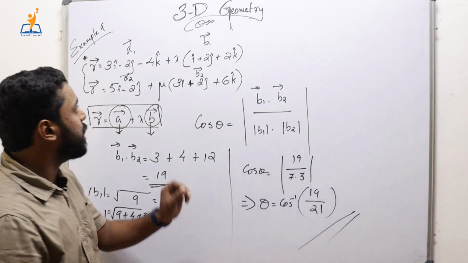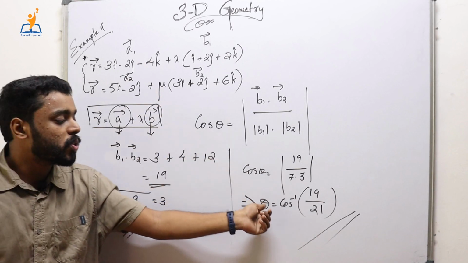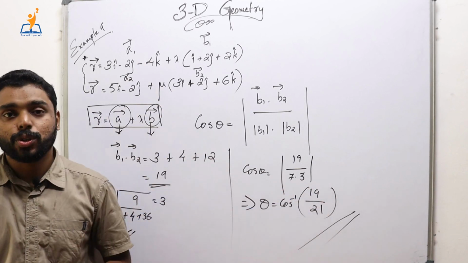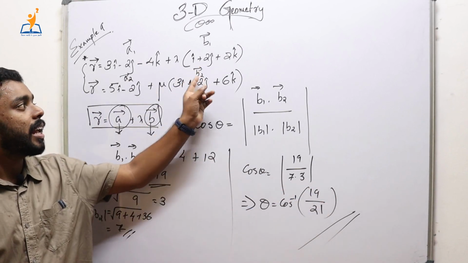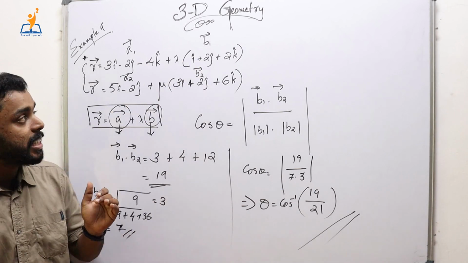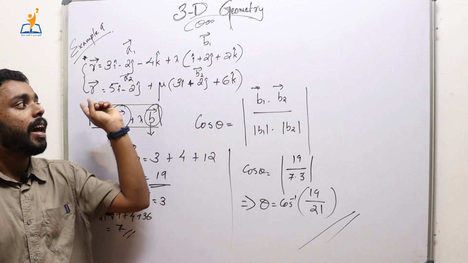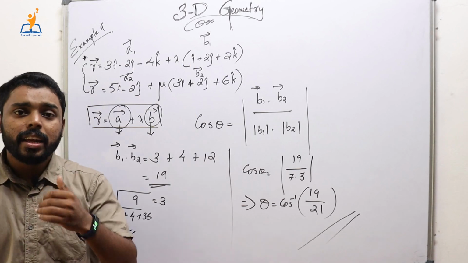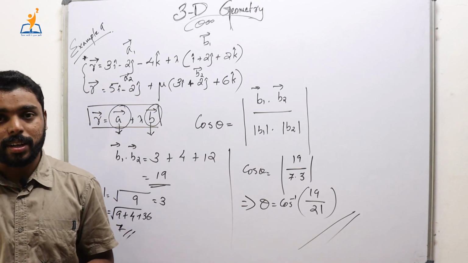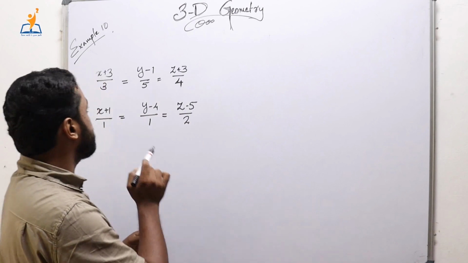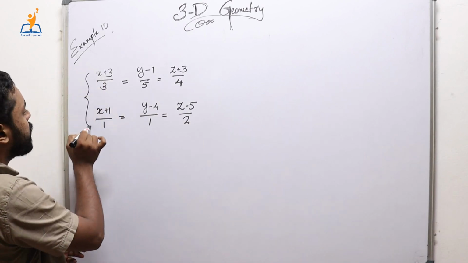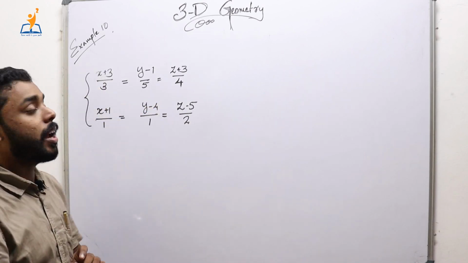So the angle between these two vectors is also cos inverse 19 by 21, because B1 and B2 are nothing but the vectors parallel to the first line and the second line respectively. Now we shall move to the next example. Example number 10: find the angle between the pair of lines given by the Cartesian equation.